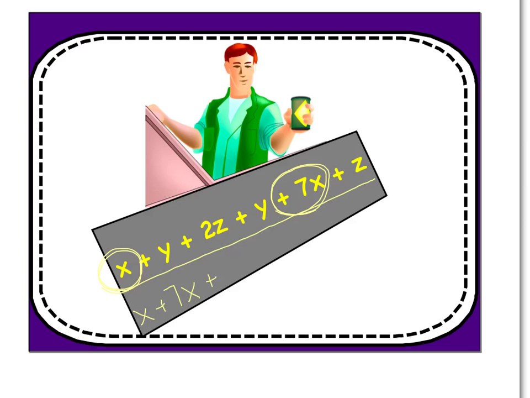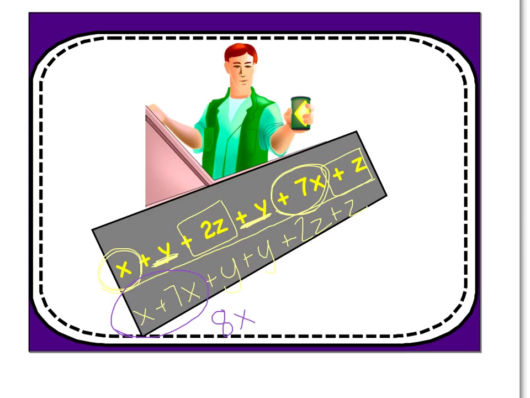Then I have my y's. I'm going to look for my y's. So I have a y here, and I have plus another y here. So I'm going to put those next to each other. Finally, I've got 2 z's plus another z. So now that I've grouped them together, I can start to add them together. If I have an x and I add 7 more x's, how many x's do I have? You should say 8 x's.